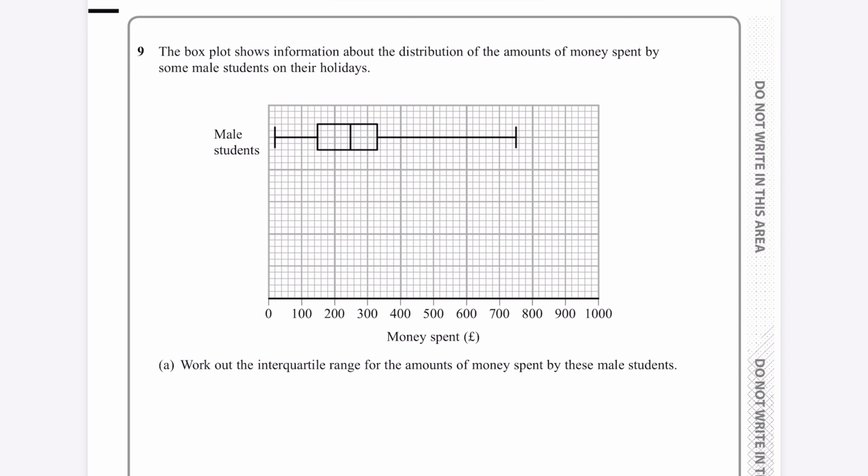The box plot shows information about the distribution of the amounts of money spent by some male students on holiday. Work out the interquartile range for the amount of money spent by these male students. So the interquartile range is the upper quartile minus the lower quartile.